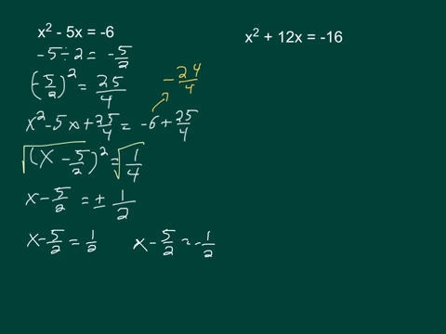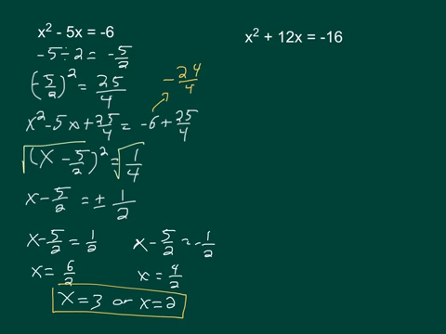And when I add 5/2 in each case, this is going to be 6/2, which means x equals 3. And the other one, I'm going to get x equals 4/2, so my other answer is x equals 2. Those are my two answers for that right there. Alright, so now I'm going to try to do this again, just with the second example.